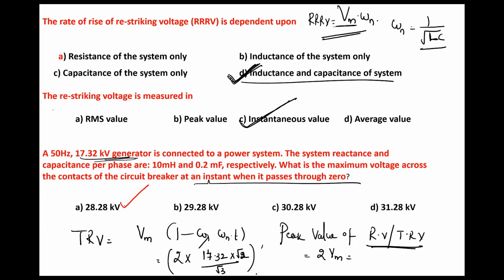It is the highest value of the restriking voltage or transient recovery voltage. That means the maximum value of voltage across the contacts of the circuit breaker at the instant when the current passes through 0 is 2 times Vm. 2 times Vm is the peak value. You always remember Vm is the phase to neutral peak value of the system voltage. Understand? So gentlemen, with this circuit breakers are over.